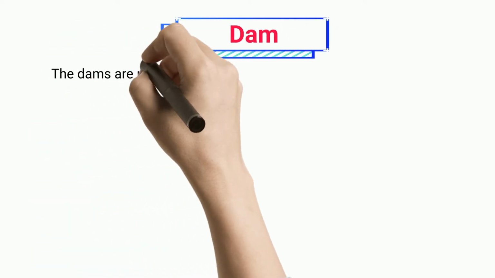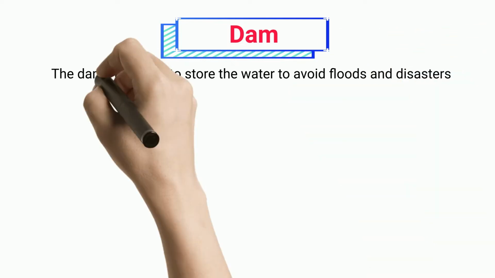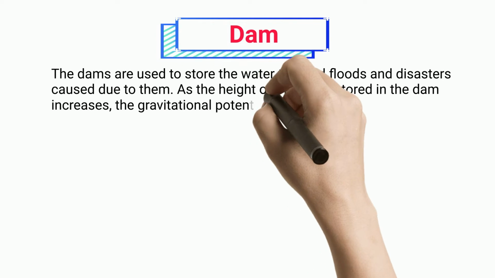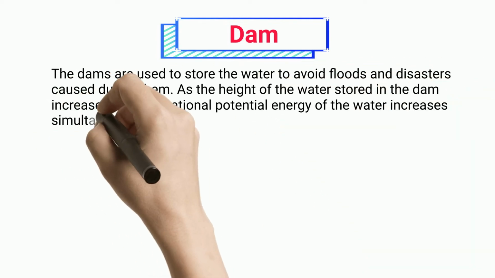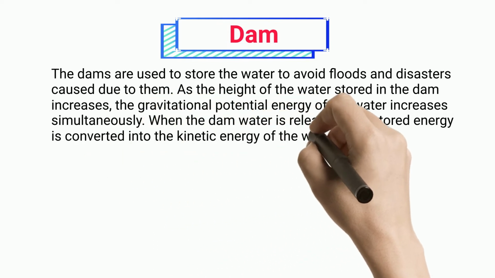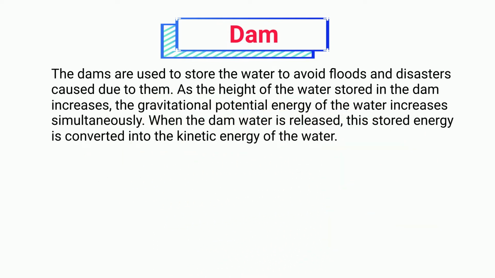Dam. The dams are used to store the water to avoid floods and disasters caused due to them. As the height of the water stored in the dam increases, the gravitational potential energy of the water increases simultaneously. When the dam water is released, this stored energy is converted into the kinetic energy of the water.